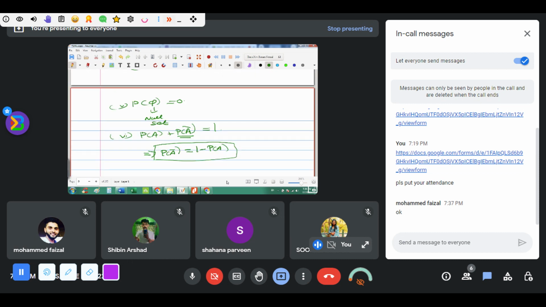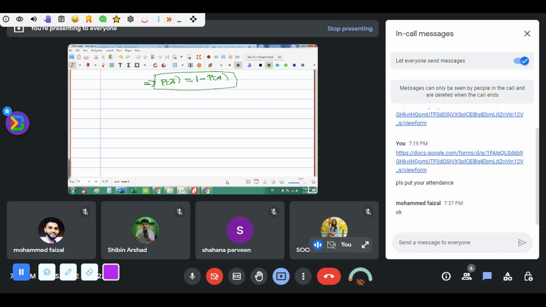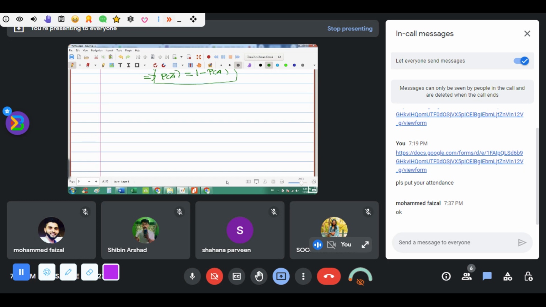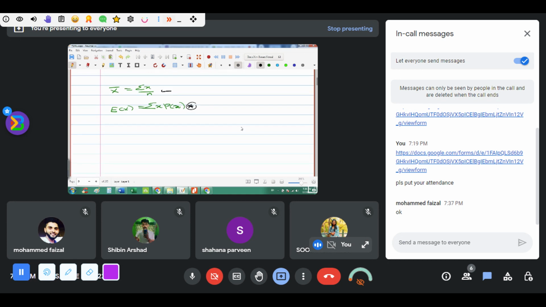This is the basic idea of probability. Now I move to the basic problems. The formula of the mean is x bar equal to summation x by n. This is for statistical data. If probability data is given, then E of x is equal to summation x into probability of x. Using this formula, the mean is completed.